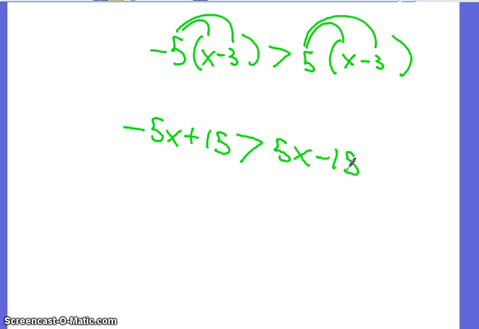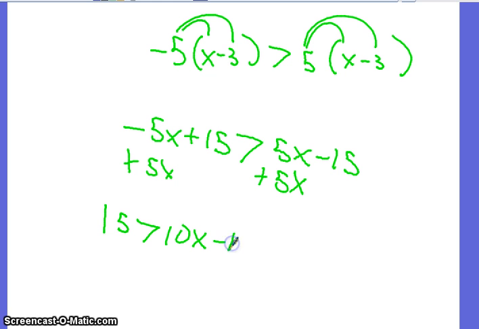Okay, so first step is done. Second step is I need to get all my variables onto the same side. Which one do you want to move, the negative 5x or the positive 5x? You tell me. Okay, so I'm going to subtract 5x on both sides. Oh, sorry, add 5x, I said that wrong. Add 5x on both sides. 10x. Now I get 15 is greater than 10x minus 15.